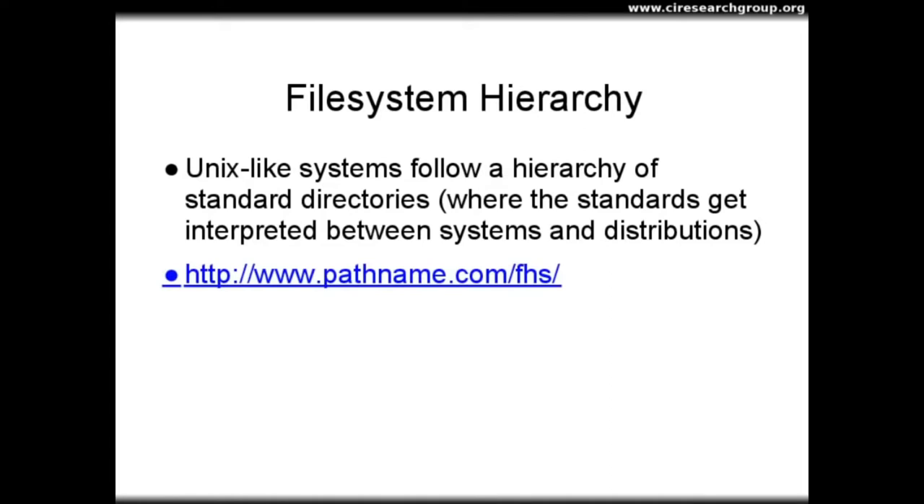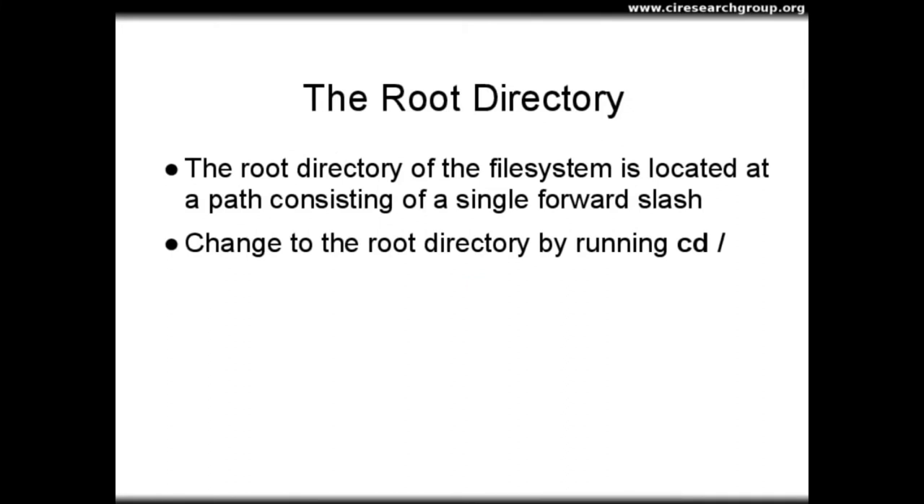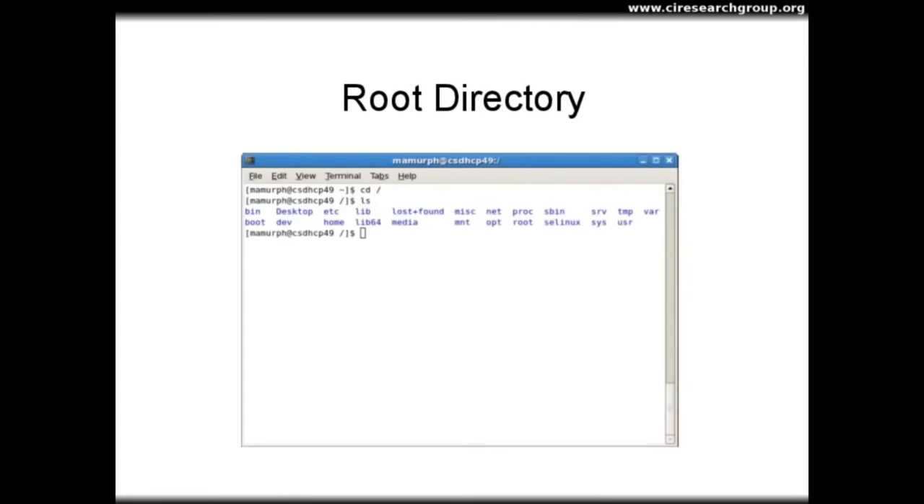Now, all directories on a Unix system are organized according to the file system hierarchy, and there is a specification available for the file system hierarchy which different distributions follow to different levels, and the standards get interpreted a bit between systems and distributions. In any case, however, the root directory of a file system is located at a path consisting of a single forward slash. And you can change to the root directory by running cd, and then as the argument to cd, just a single forward slash. And in this screenshot, we can see we're on a system. I've run cd slash, and then run ls to look at the contents of the root directory.